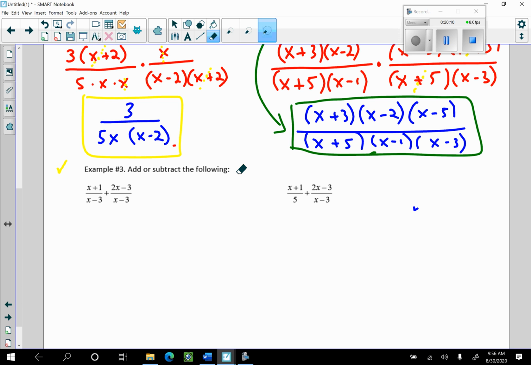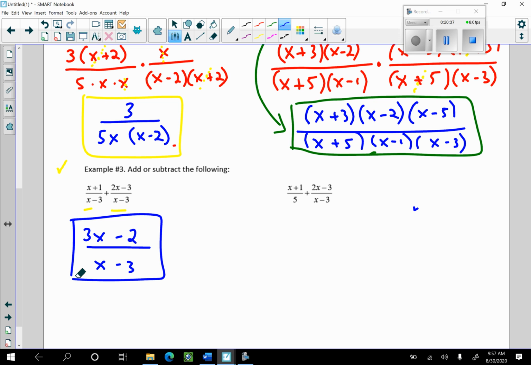So now we're going to add or subtract these rational expressions. And we notice here, we already have like denominators. So once I add those, the denominator is going to be x minus 3. All I need to do now is add the numerators. Well, x plus 2x is 3x. 1 plus negative 2 is negative 2. And bam, done, added.